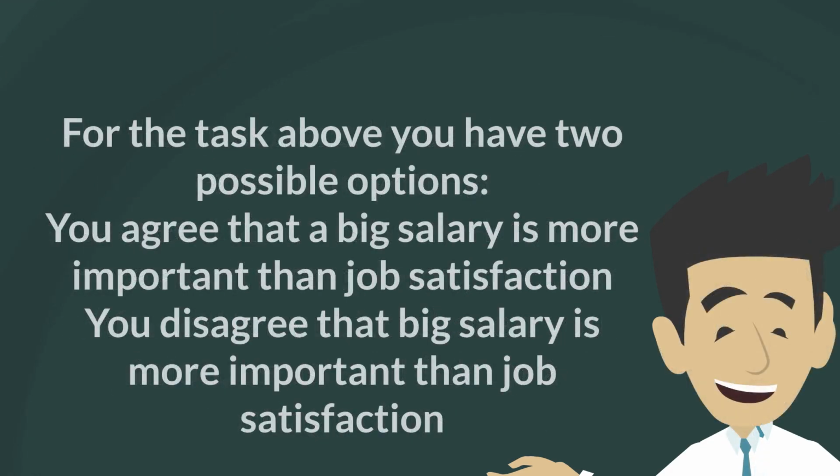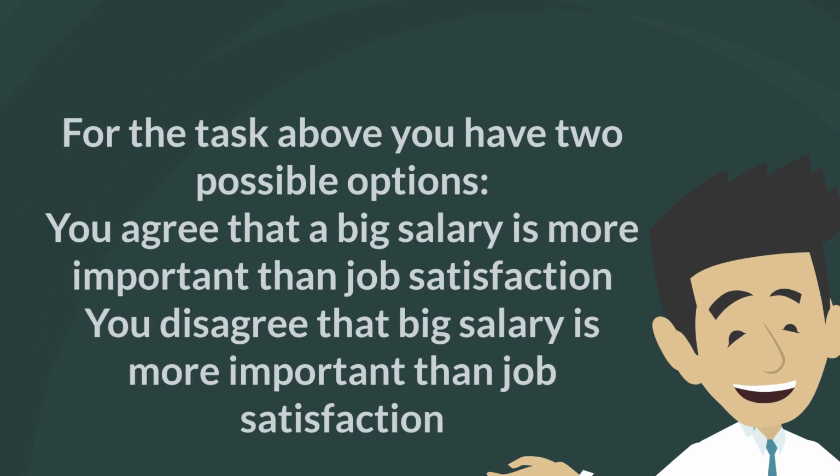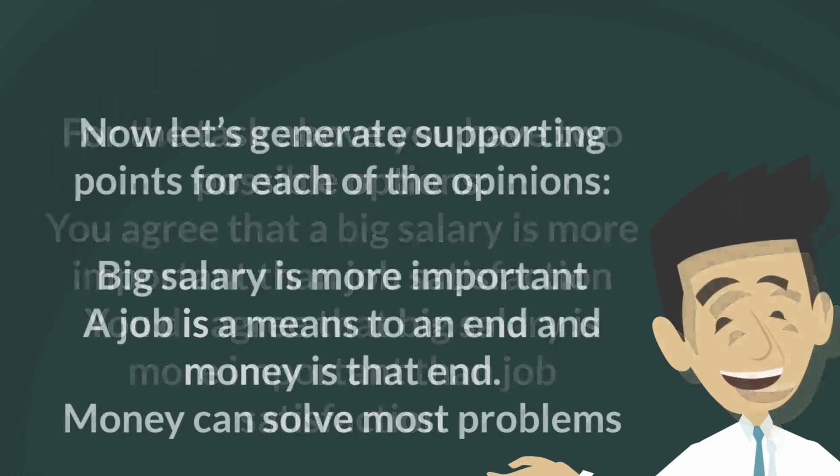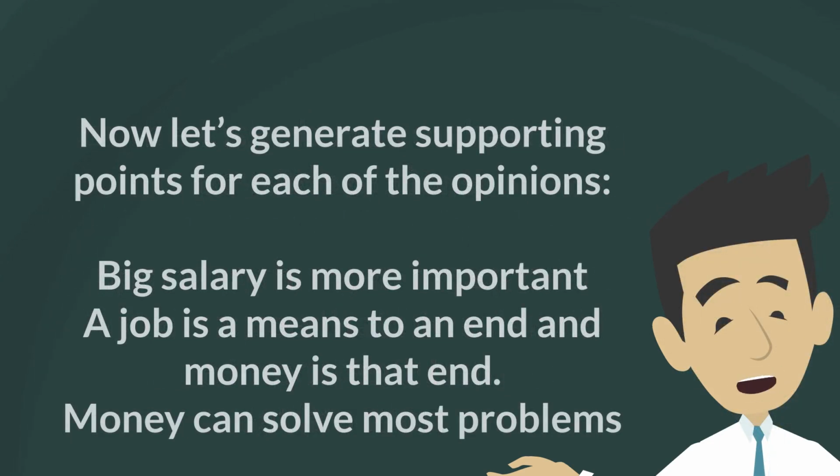For the task above, you have 2 possible options. You agree that a big salary is more important than job satisfaction. You disagree that big salary is more important than job satisfaction. Now let's generate supporting points for each of the opinions. Big salary is more important. A job is a means to an end and money is that end. Money can solve most problems.